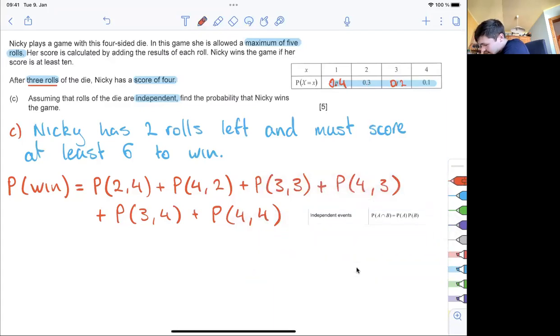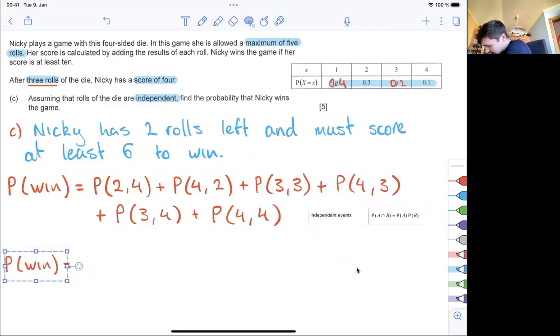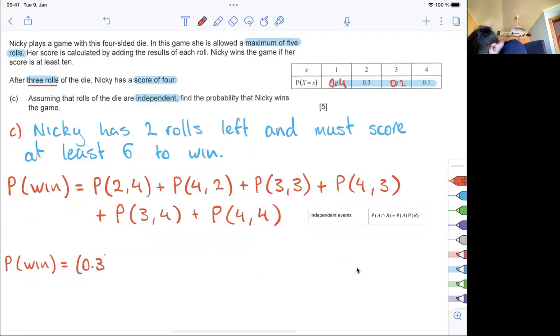All right, so then in order to calculate the probability that Nikki wins, we need to add up all these probabilities. And in order to do that, we're going to need to multiply. So for the first one, we're going to have to multiply the probability of getting a 2 and then a 4. So we're going to have to find the product of that. So that's going to be 0.3 times by 0.1.